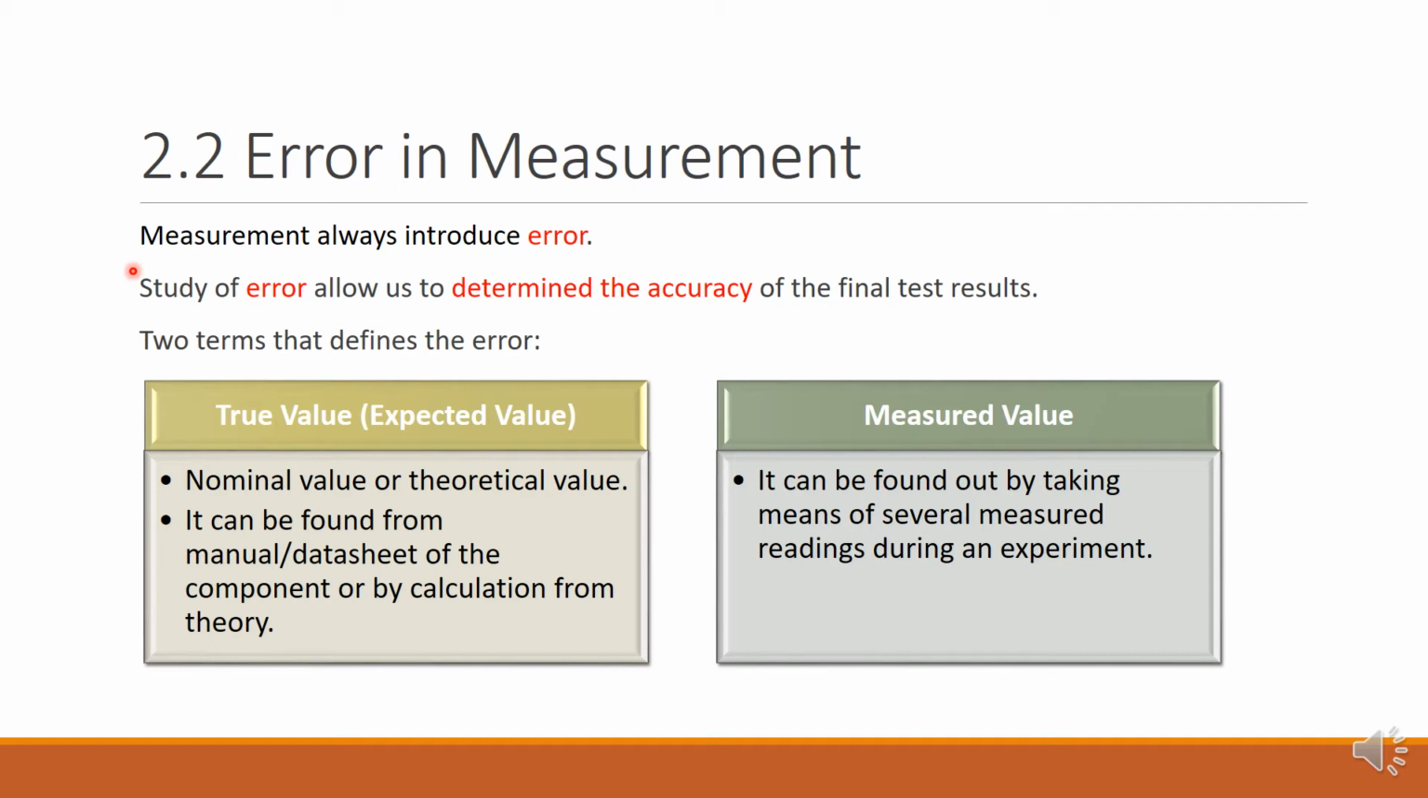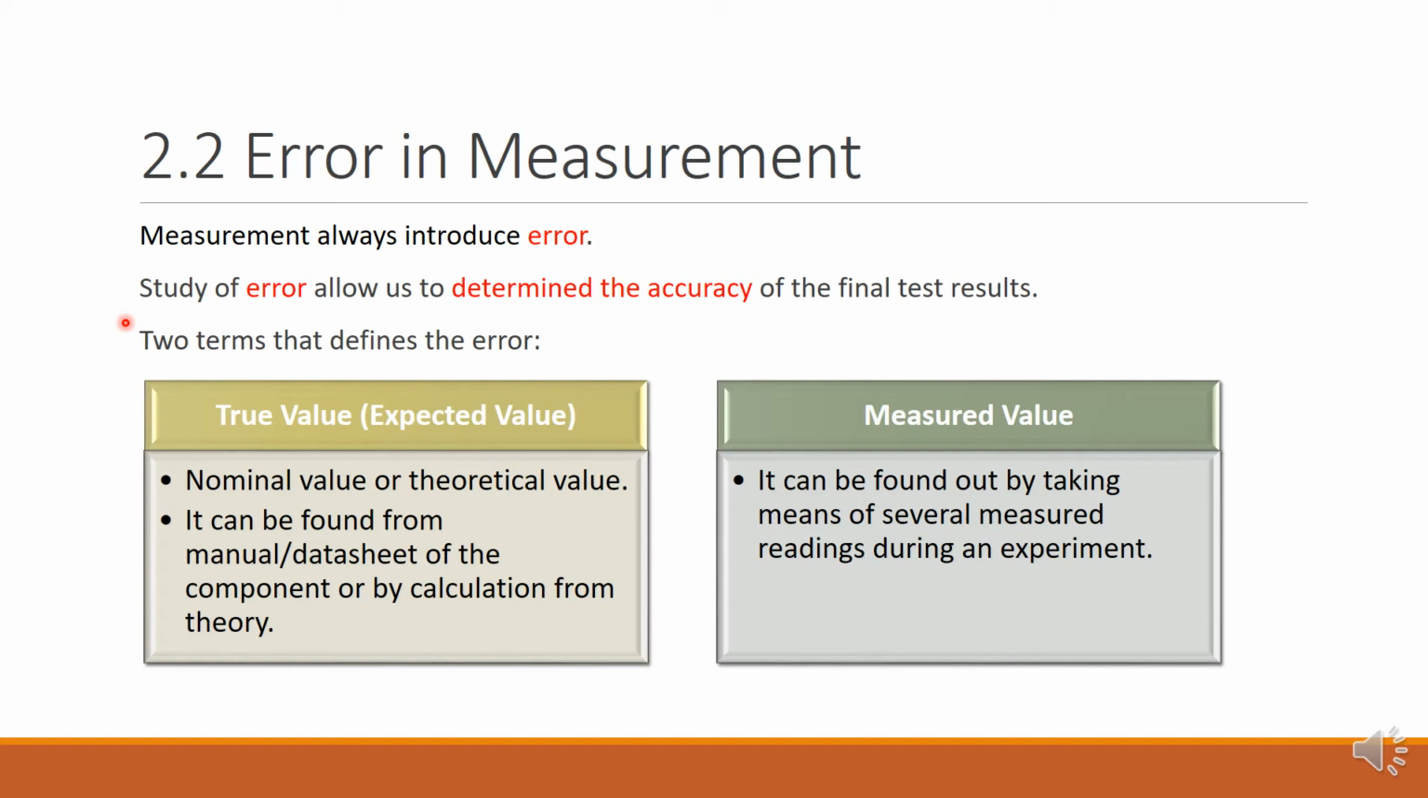Although it's a scientific measurement, it will still have an error, because no measurement can be made with perfect accuracy. But it is important to find out what the accuracy of the measurement is and how the error has entered into the measurement. So, the study of error allows us to determine the accuracy of the final test result.